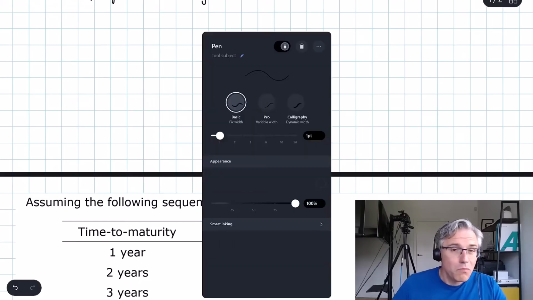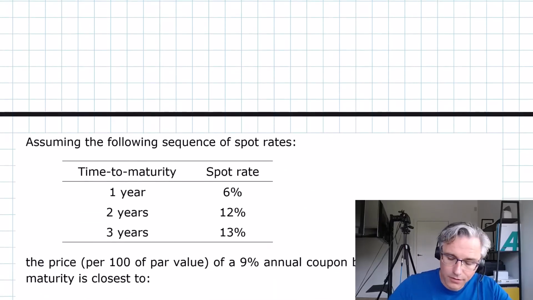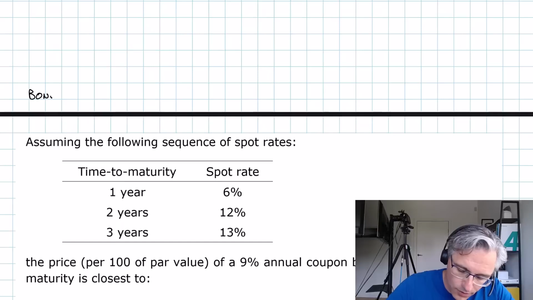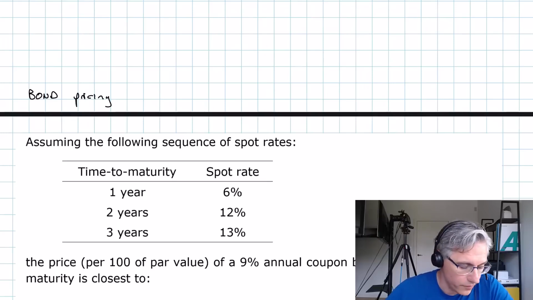Okay, now for the numerical bit of this lesson, we're going to do some bond pricing using spot rates, and trying to learn something and draw some conclusions concerning the yield to maturity, among other things. Bond pricing using spot rates.